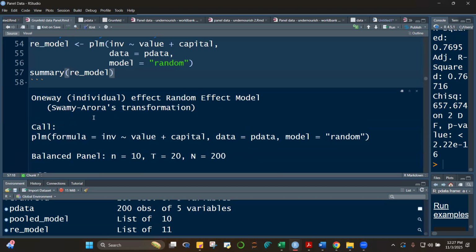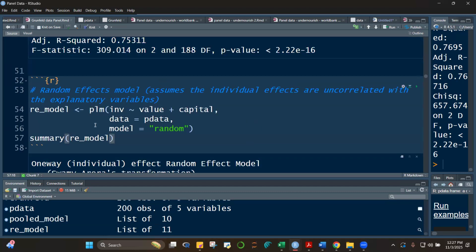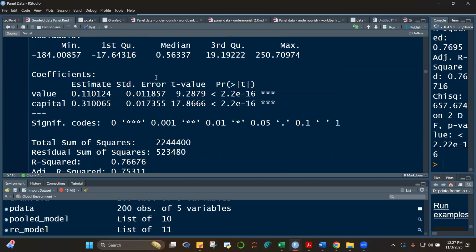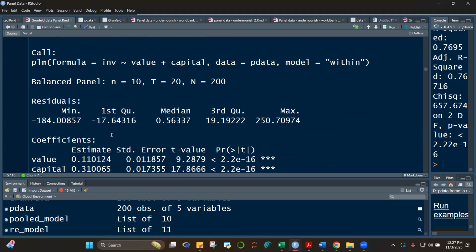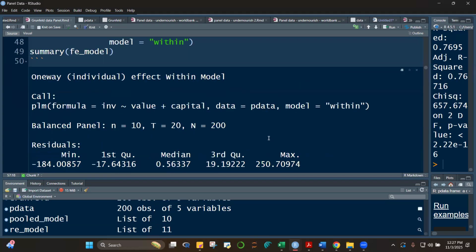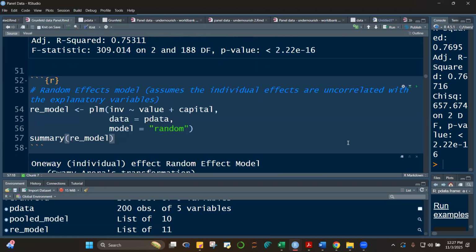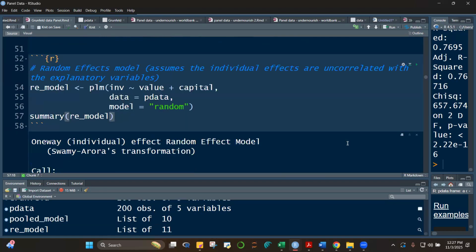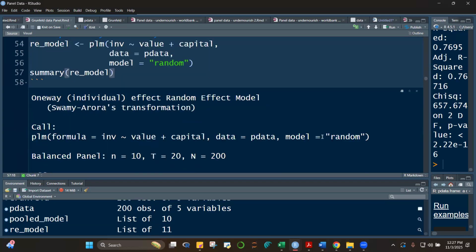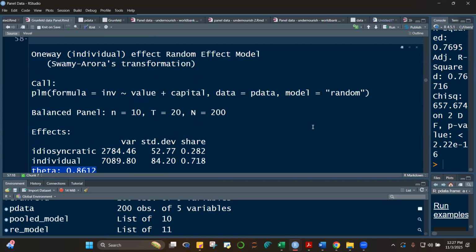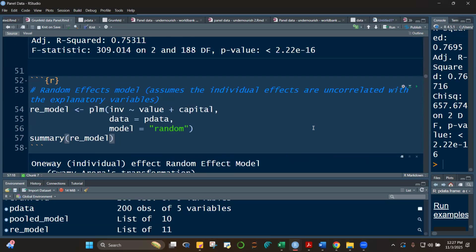This is the method of Swamy and Arora, no? That is not found in the fixed effect model. It's not found in fixed effect. There's no idiosyncratic and individual variance here. In pooled, same, wala, no? So it's very important, class, for us to understand what makes the random effect model different compared to your fixed effect or your pooled. So what would be our decision?